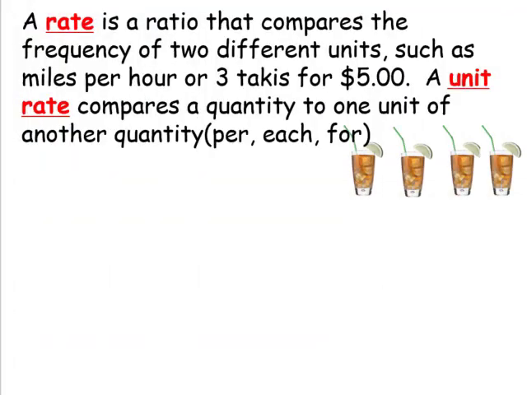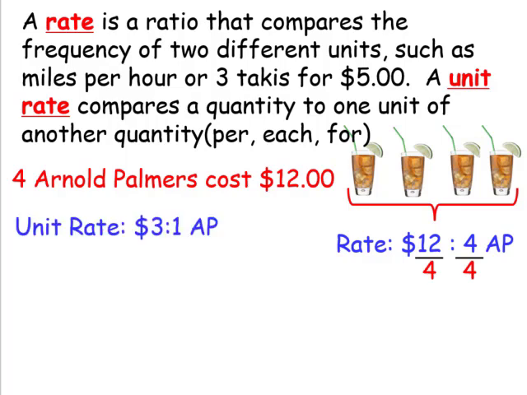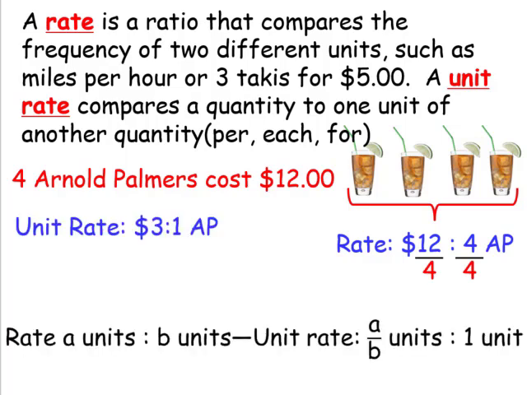A rate is a ratio that compares two different units, such as miles per hour or how much Takis may cost. A unit rate compares a quantity to one unit of another quantity, using words like per, each, or for. If 4 Arnold Palmers cost $12, the rate is $12 per 4 drinks. If we wanted to know the unit rate, all we'd have to do is divide by 4. This will give us $3 per drink. When we have a rate A over B, to find the unit rate, all we have to do is divide A by B, giving us A over B units to 1 unit.